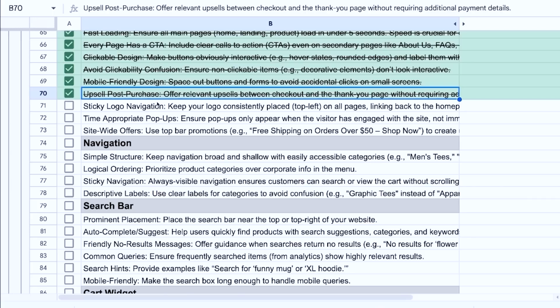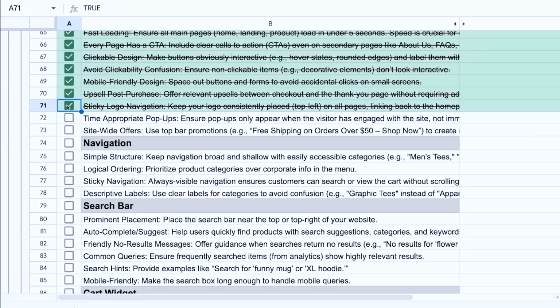And if even 20% of people take that, that increases our average order value by $20. Or no, that would increase it by $16. So that's an example of something you could do as a post-purchase upsell.